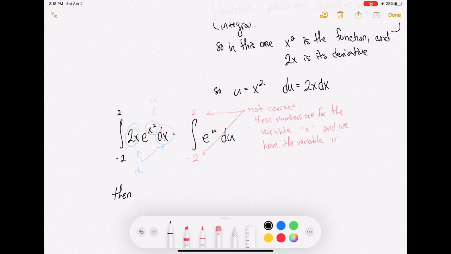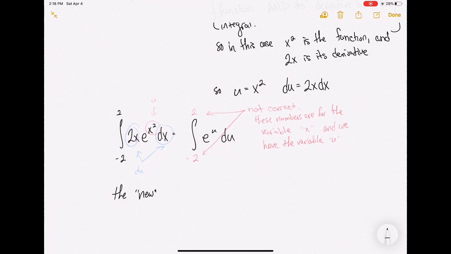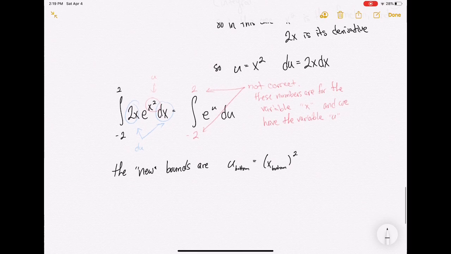The new bounds, it's not difficult to find them. You just have to remember that we do it. The new bounds are, well, you just plug in. I'll call it U bottom. This is just the X value on the bottom. This is X bottom squared, because U equals X squared. And U top equals X top squared. So what is that? U bottom, X bottom squared is -2 squared. U top is X top squared is 2 squared. And so it turns out that they're both 4.